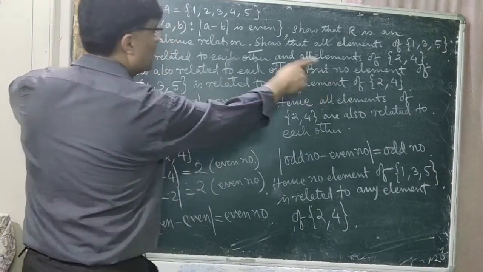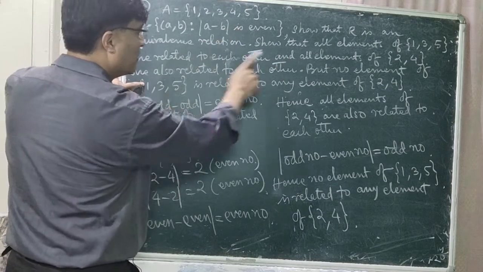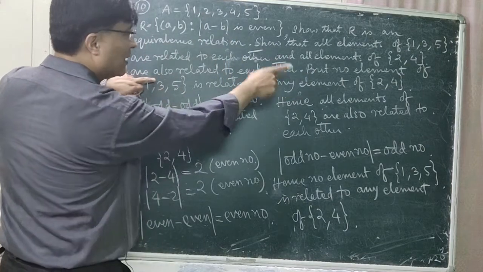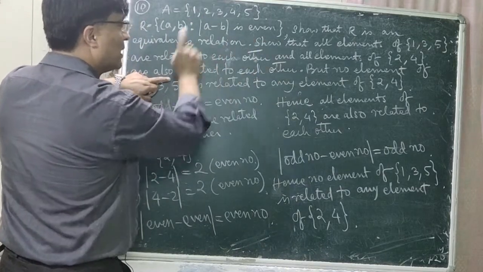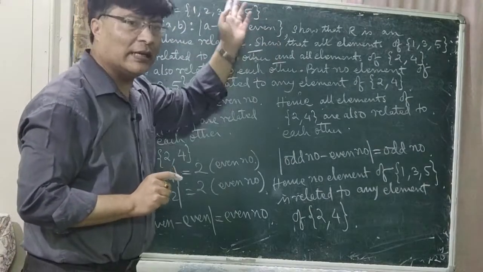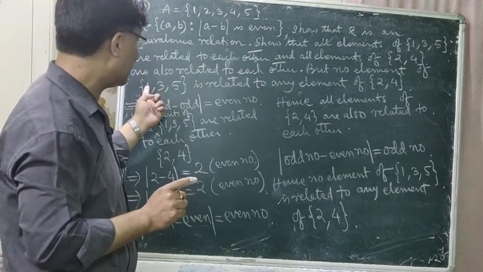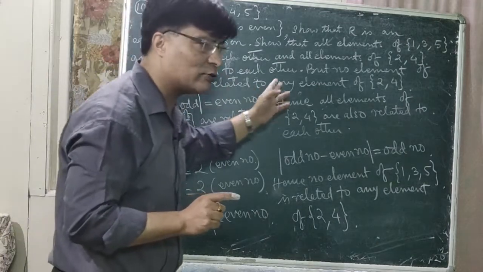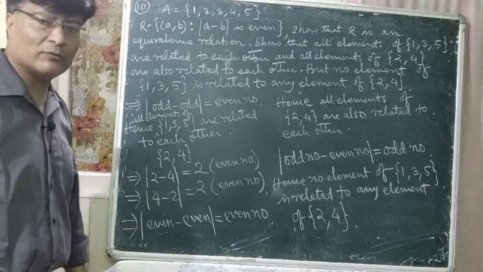So 1 minus 2 is within mod, 1 minus 2 is 1, that is odd. 1 minus 4 is 3, that is odd. 3 minus 2 is 1, that is odd. 3 minus 4 is 1, that is odd. 5 minus 2 is 3, that is odd. 5 minus 4 is 1, that is odd. We are not getting this even. Here it is defined as even. So no elements of these sets, that is 1, 3, 5 is related to any element of this set 2, 4. Is that clear now?